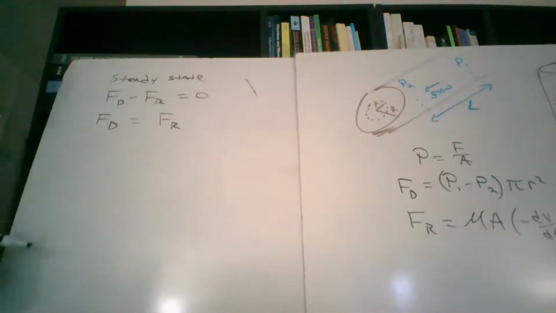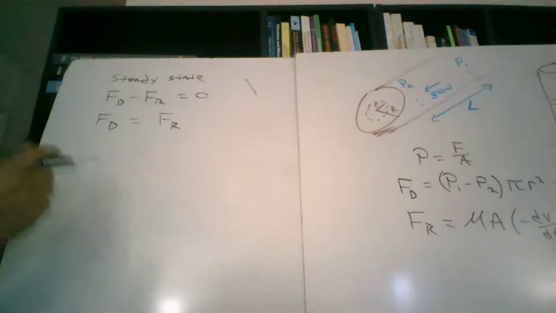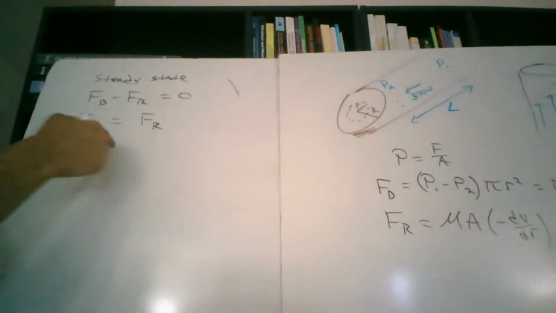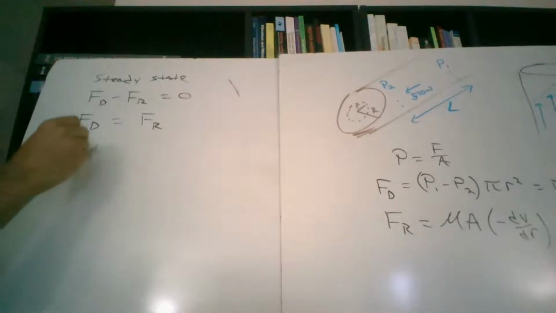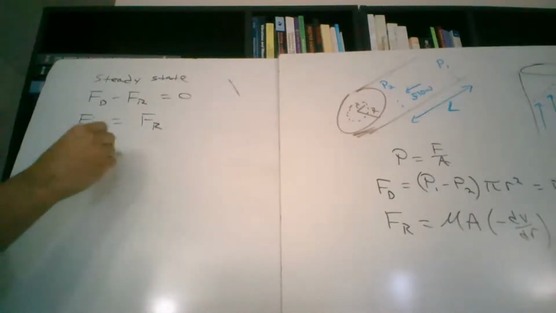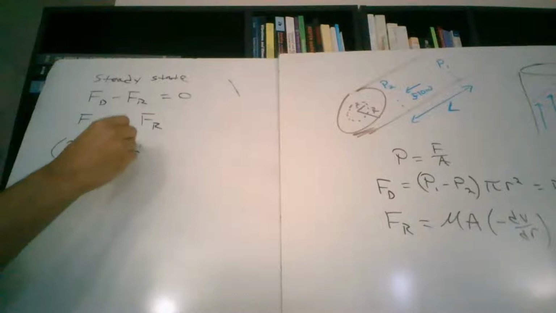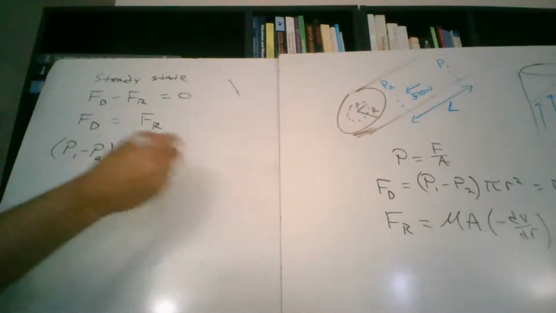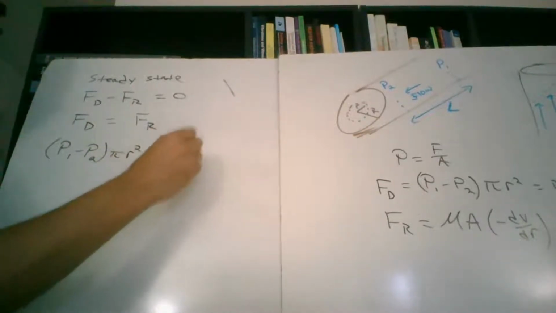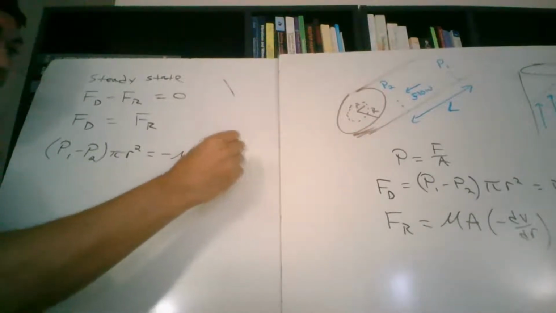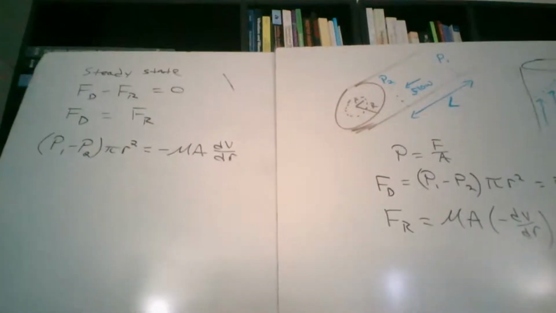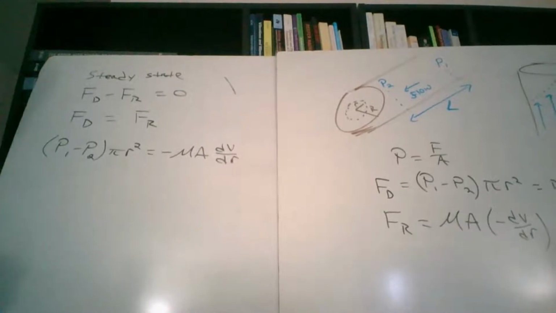So what is the driving force? Well, we already wrote it down over there. So I'm just going to set these two equations equal to each other. We get the difference in pressure times pi r squared is equal to negative mu times A dv over dr. So we have that. What can we do here?